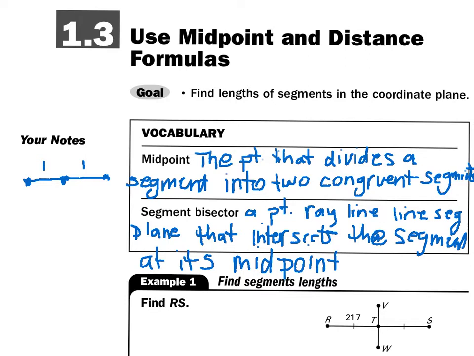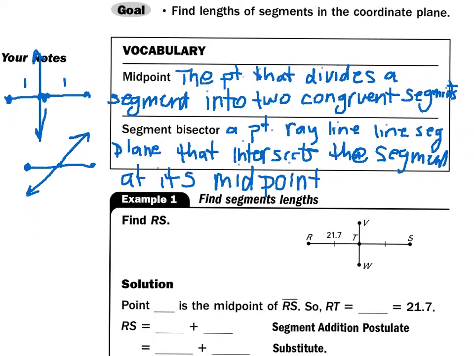So going back to our picture, this is the midpoint. This line would be a bisector because it cuts this segment into two equal halves. Now, also realize that it doesn't have to be perpendicular. You can cut it at an angle, and it's still a segment bisector. So, let's use example 1.